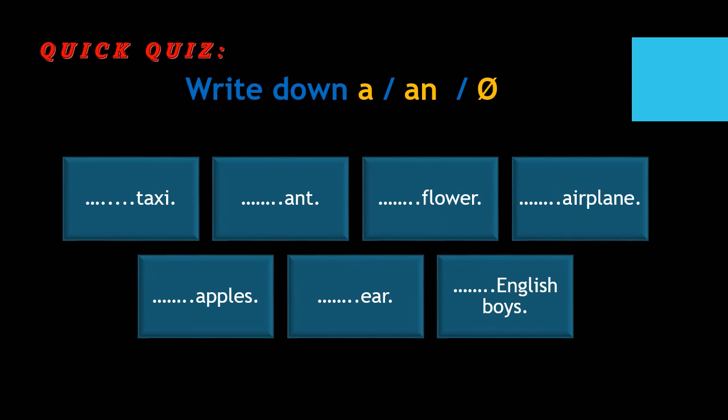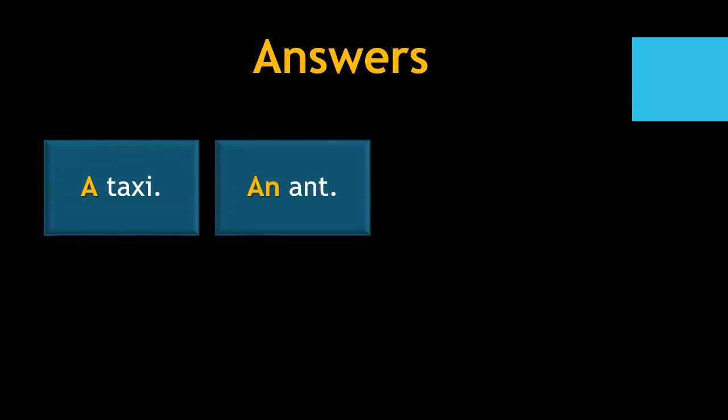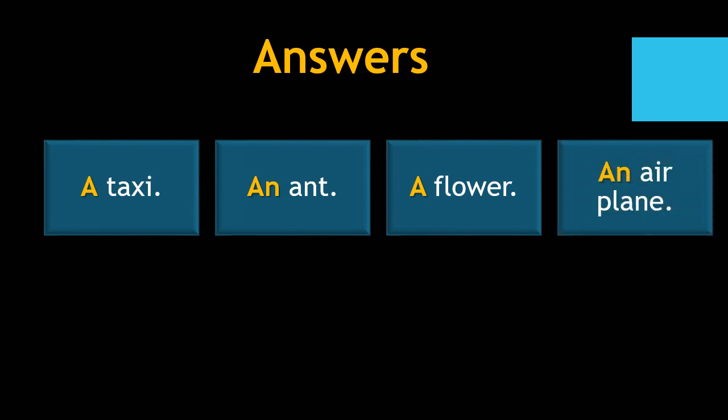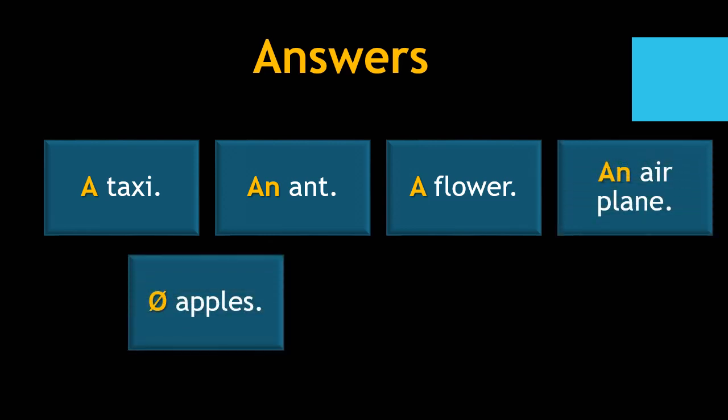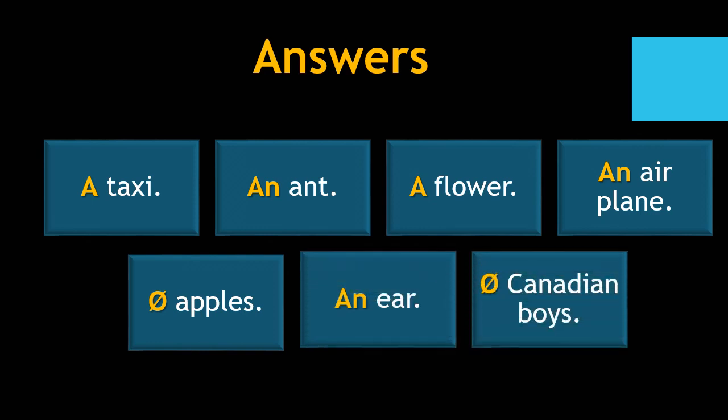Okay, so number one. What shall we say in number one? Let's correct. Go. Answers are a taxi, an ant, a flower, an airplane, zero article apples, an ear, zero article, Canadian boy.